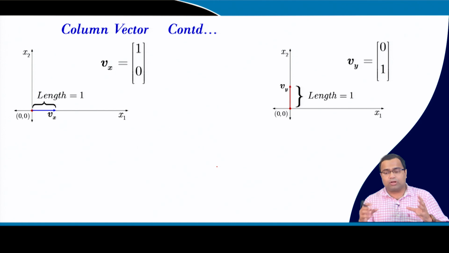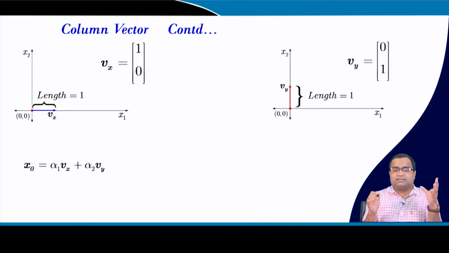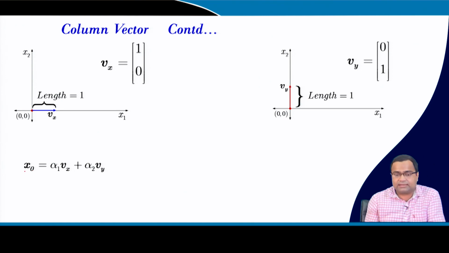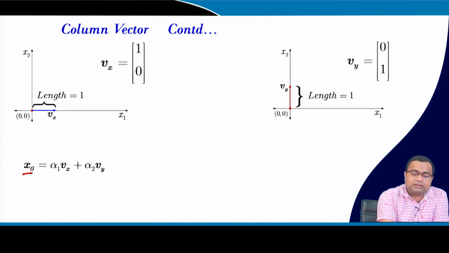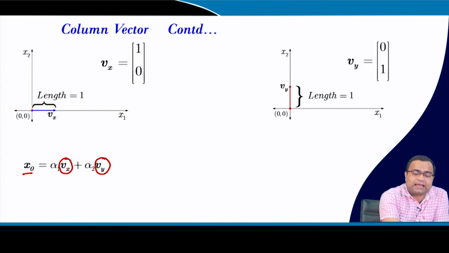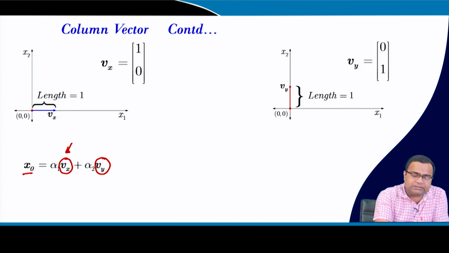Now, we can draw the two vectors and we want to write what my initial state is, that we will see soon. Suppose we want to create a vector using a linear combination of the Vx and Vy vectors. Since this is 1 unit length along the x1 axis and this is 1 unit length along the x2 axis, we call them basis vectors. So, these are the basis vectors.